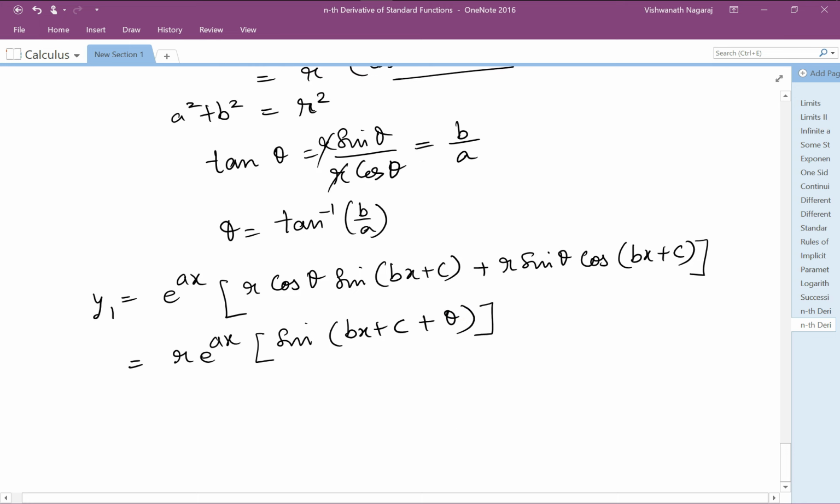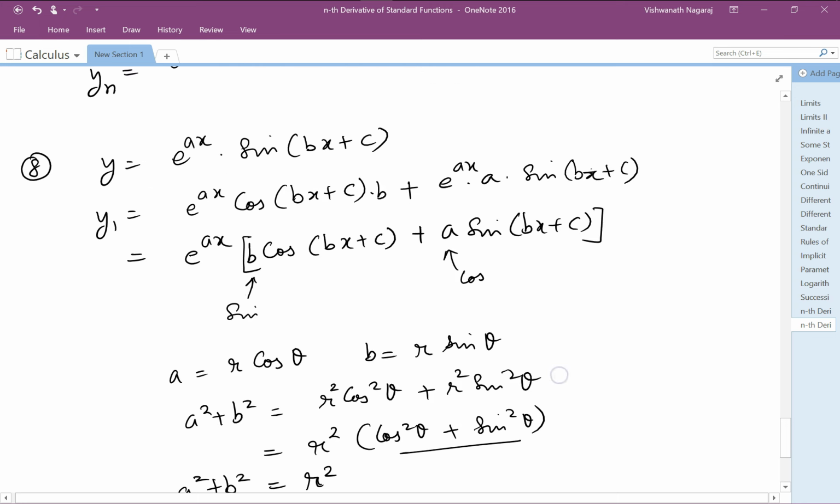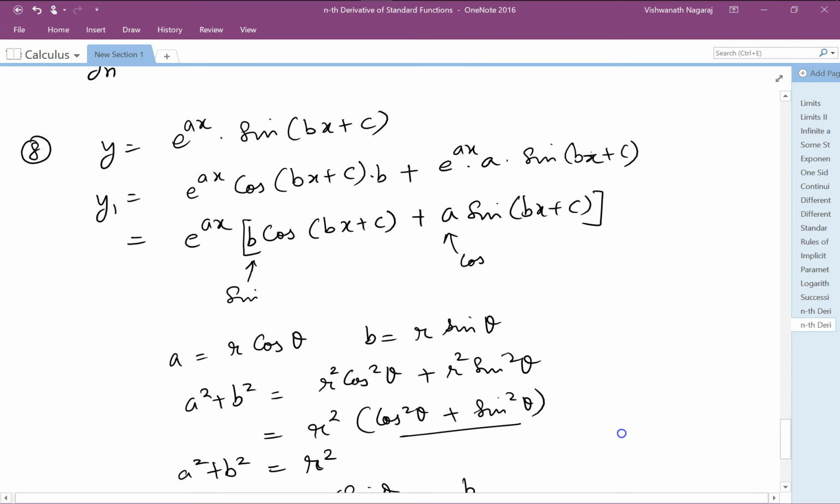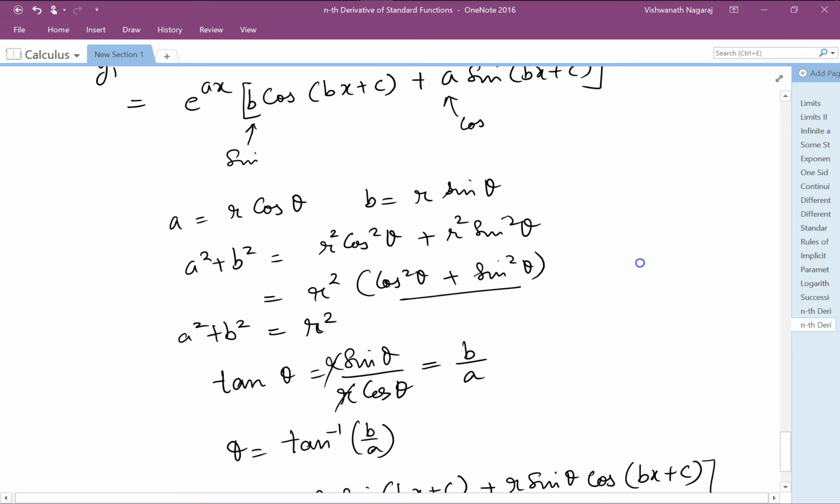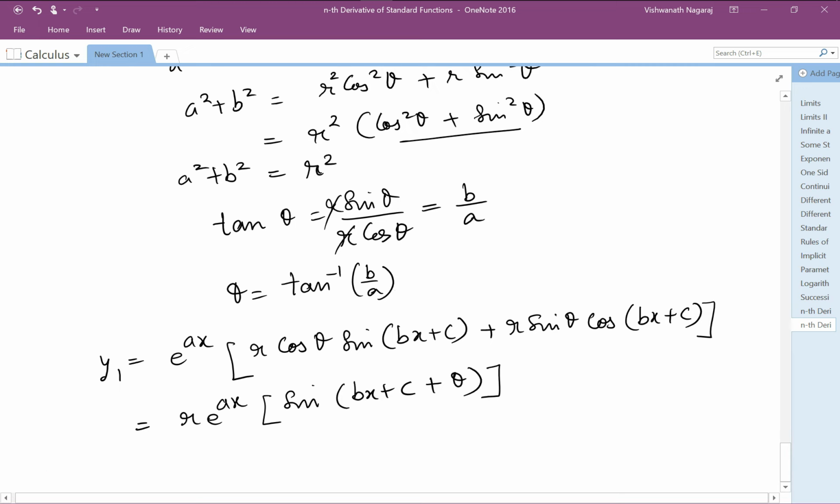So which means if we compare it with the expression for y, what is the change that has happened? The change that has happened is we have multiplied it with r and we have added theta.